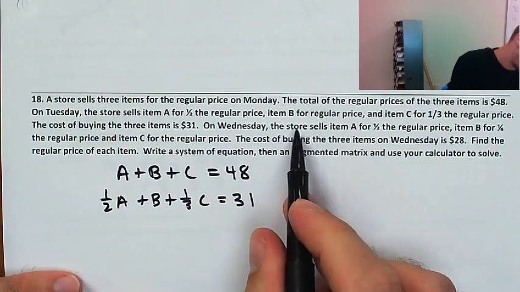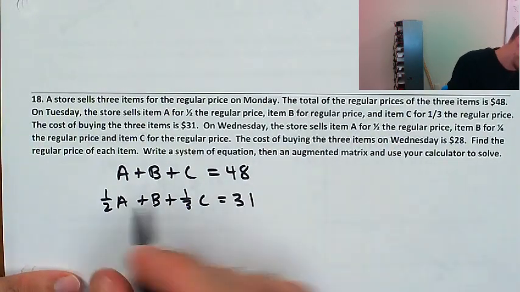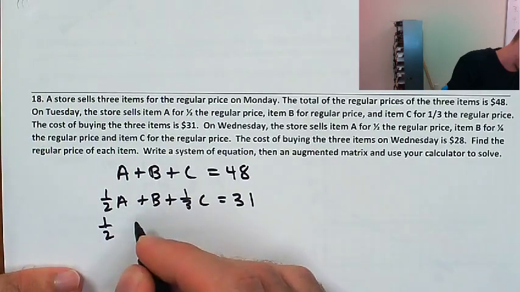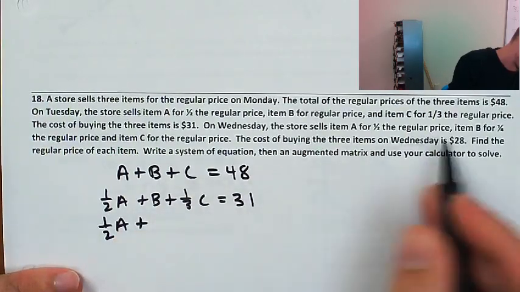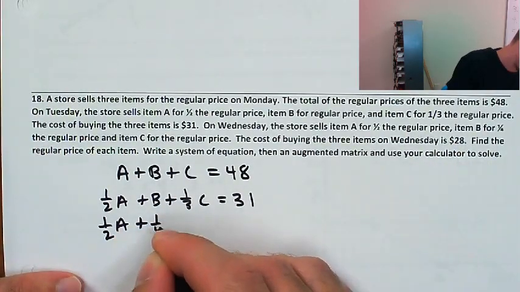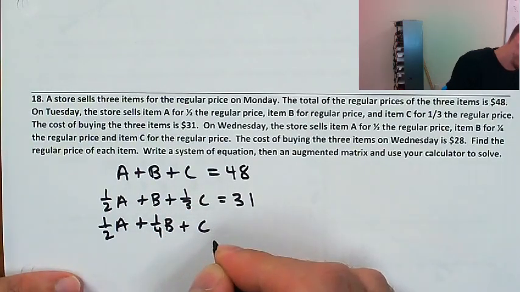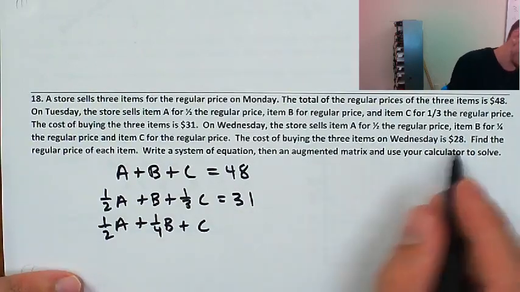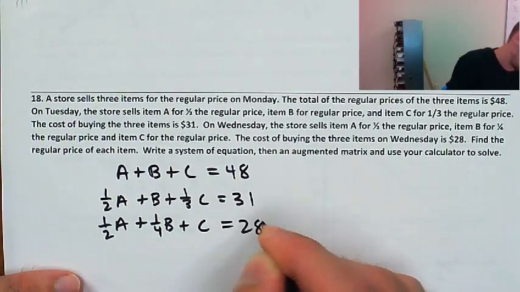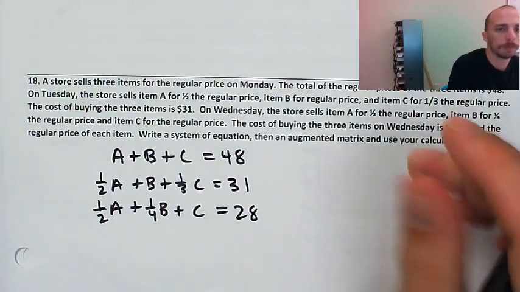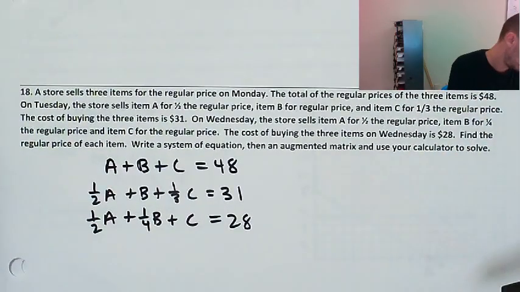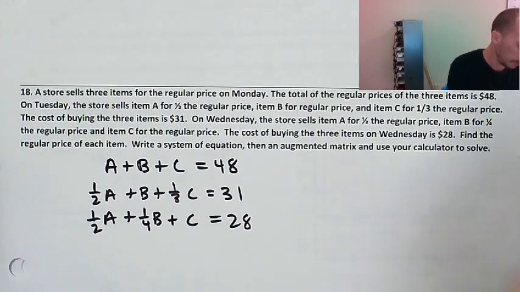Okay. On Wednesday, the store sells item A for half price, B at a quarter of the normal price, and item C for the regular price. And then the cost of all 3 items on Wednesday was $28. Okay, so we're going to find the regular price of each item.